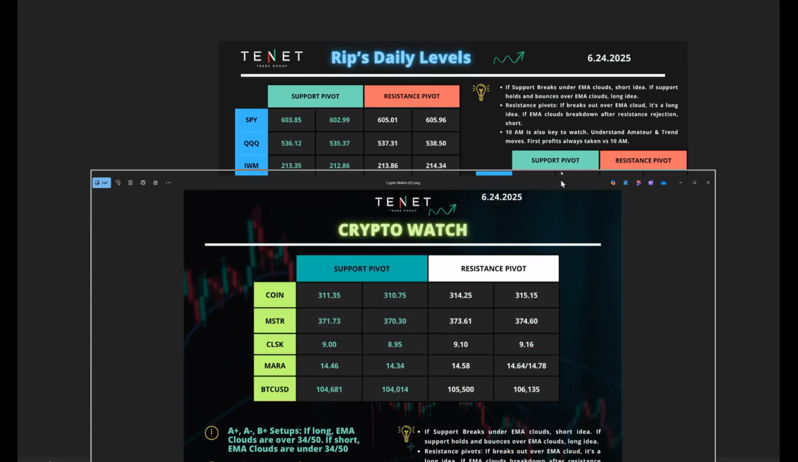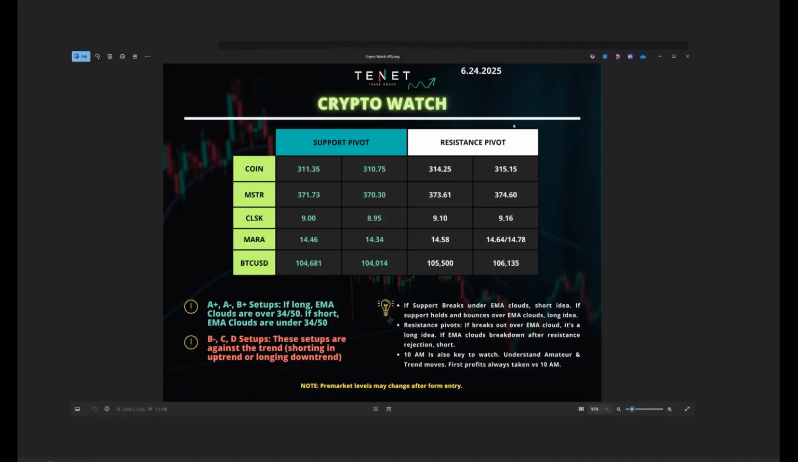In addition to that, we also trade crypto stocks. We provide these levels, so you can use these levels and trade the crypto stocks using these levels and the EMA cloud system. Coin was a pretty big one from these. We will take a look at that as well.